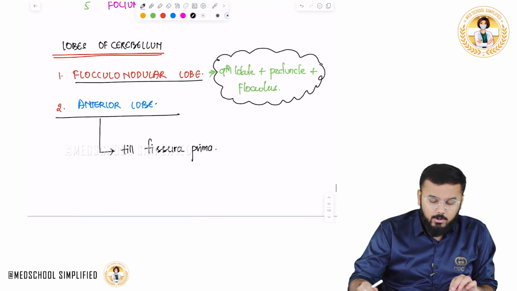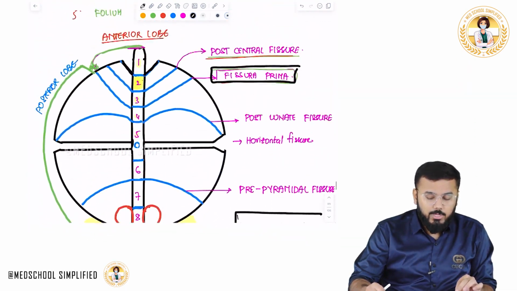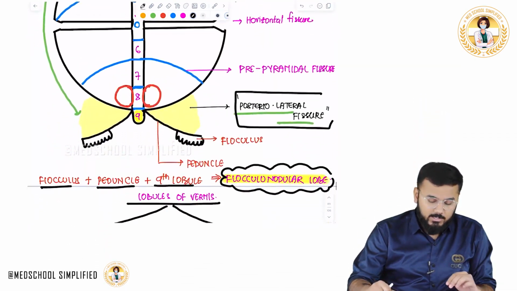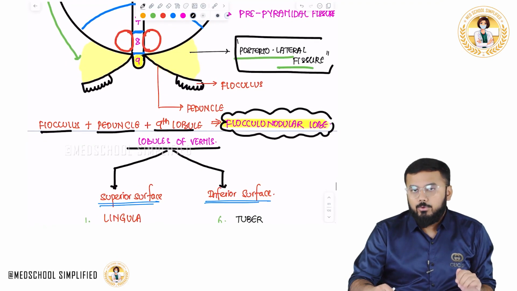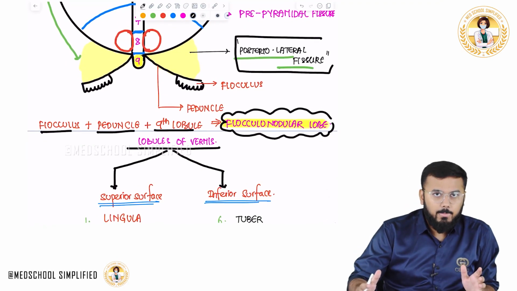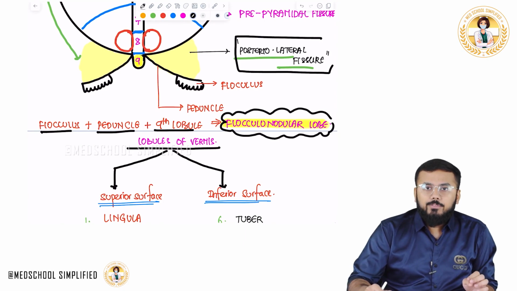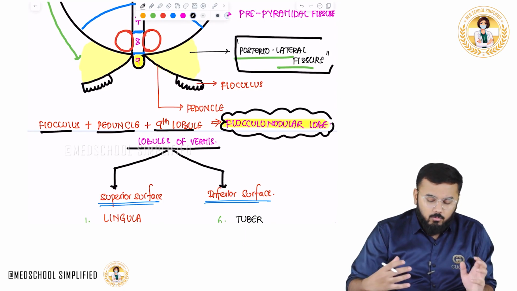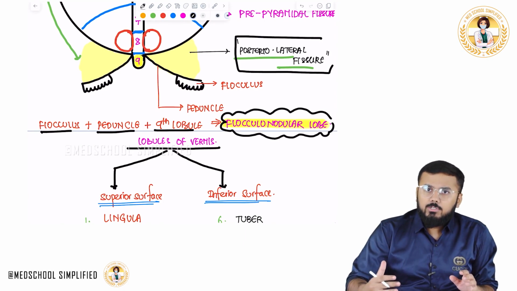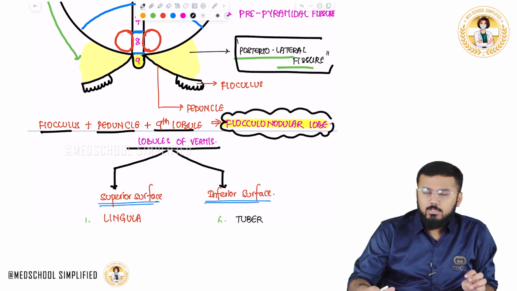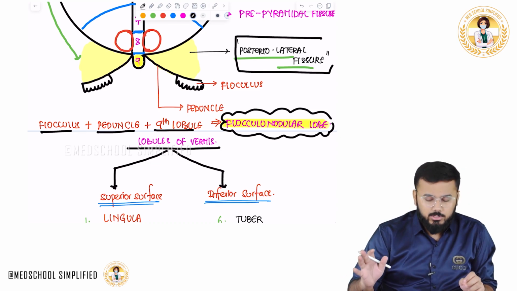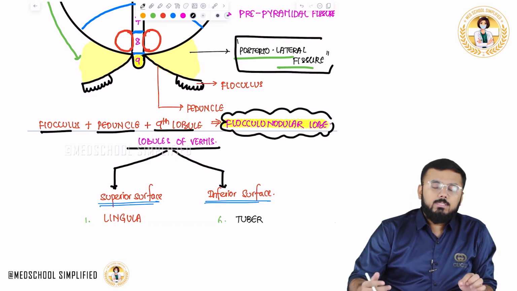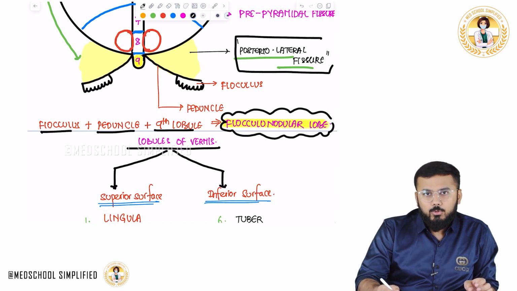So this kind of classification, whatever I've told you, is called the anatomical classification of the lobes of the cerebellum. In the next video, we shall be discussing the different kinds of lobes based upon the physiological classification as well as the embryological classification. So this is all you need to know regarding the lobes of the cerebellum.